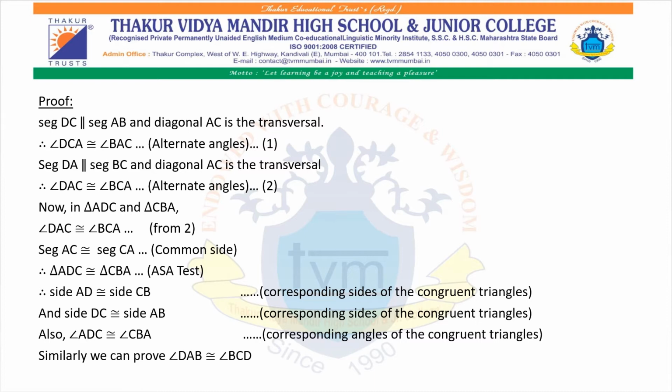Angle side angle test. Therefore, side AD congruent to side CB, corresponding sides of the congruent triangles, and side DC congruent to side AB, corresponding sides of the congruent triangles. Also, angle ADC congruent to angle CBA, corresponding angles of the congruent triangles. Similarly, we can prove angle DAB congruent to angle BCD.